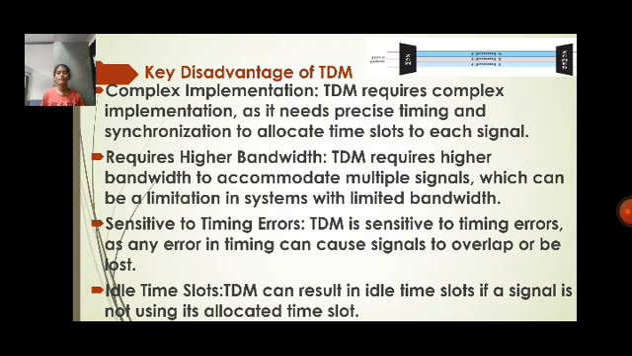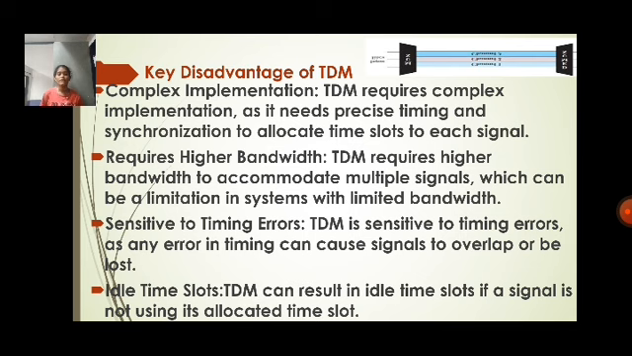In this slide, I will explain about disadvantages of TDM. First disadvantage is complex implementation, second requires higher bandwidth, third sensitive to timing errors, and fourth idle time slots. First, complex implementation. TDM requires complex implementation as it needs precise timing and synchronization to allocate time slots to each signal.